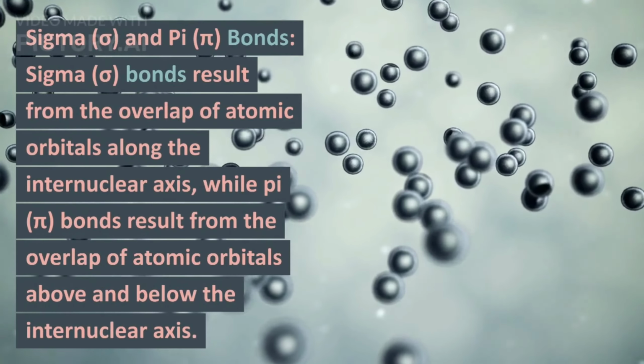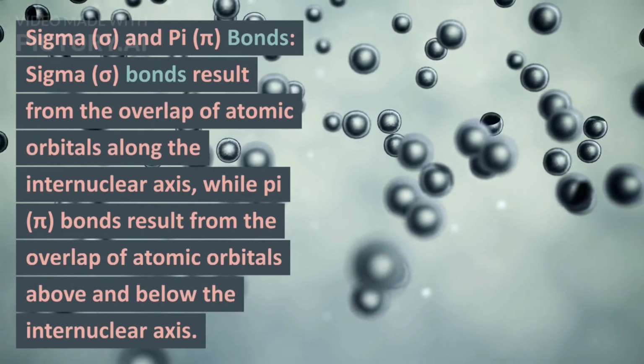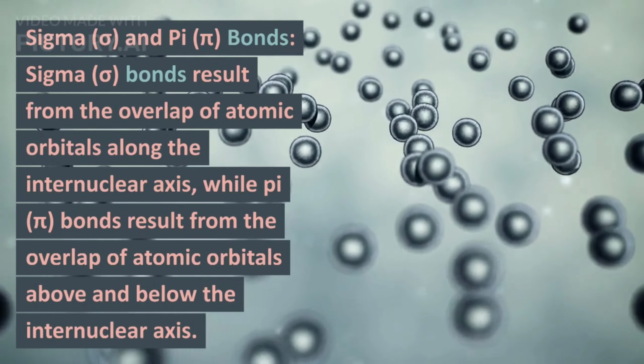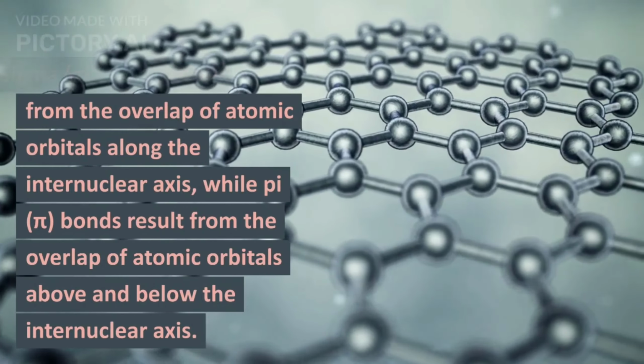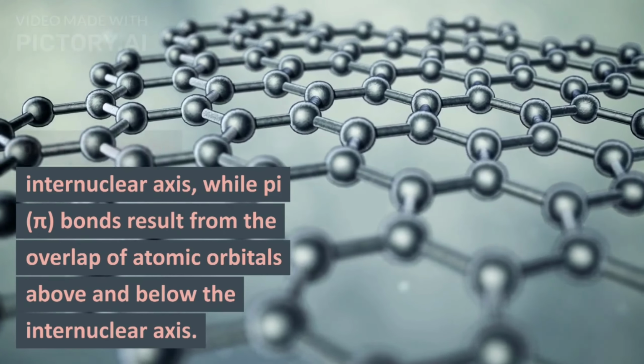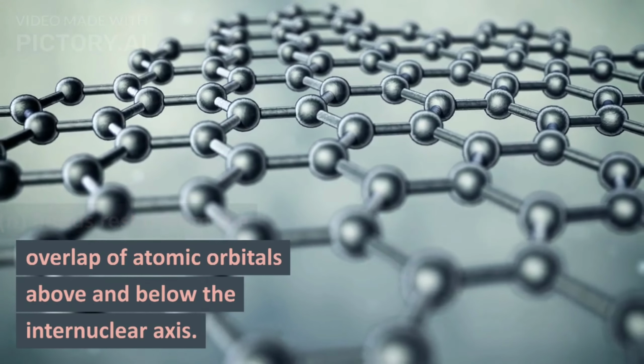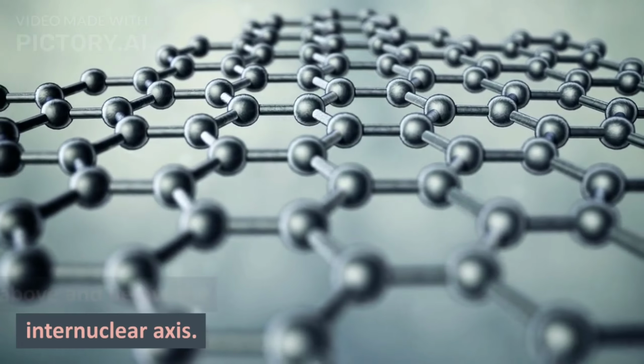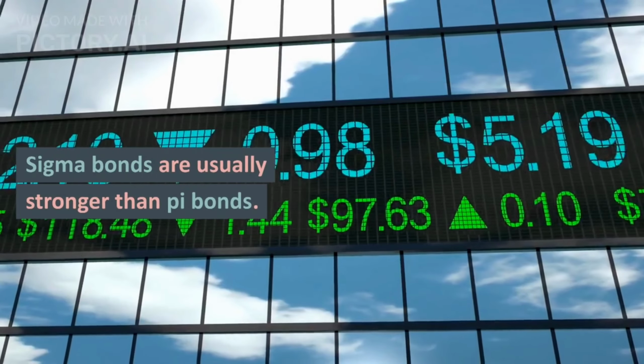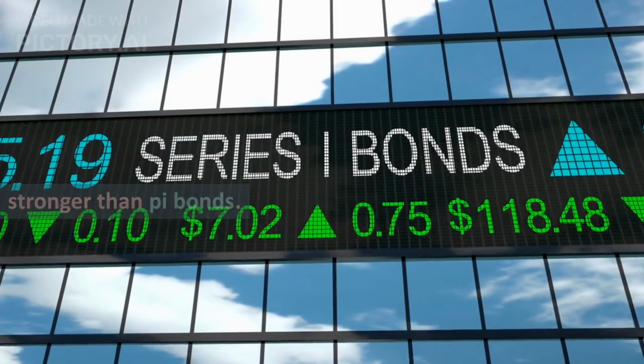Sigma (σ) and pi (π) bonds. Sigma bonds result from the overlap of atomic orbitals along the internuclear axis, while pi bonds result from the overlap of atomic orbitals above and below the internuclear axis. Sigma bonds are usually stronger than pi bonds.